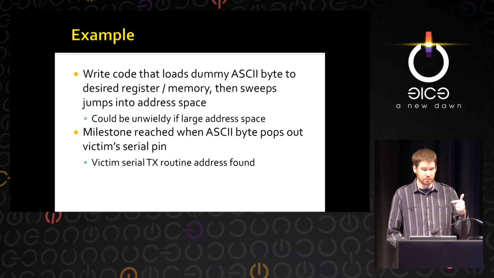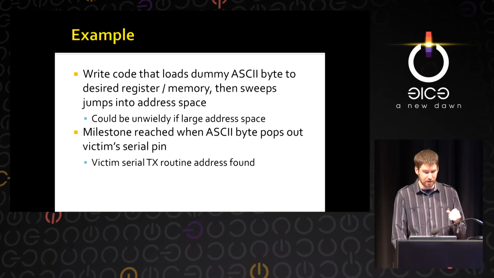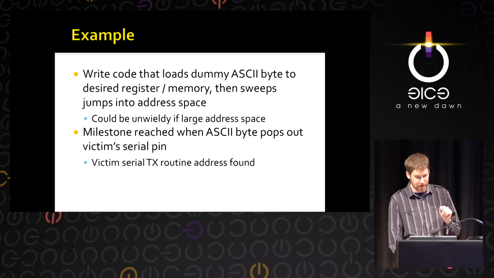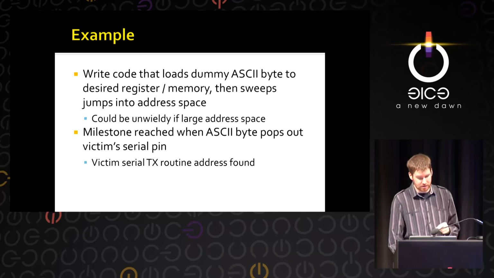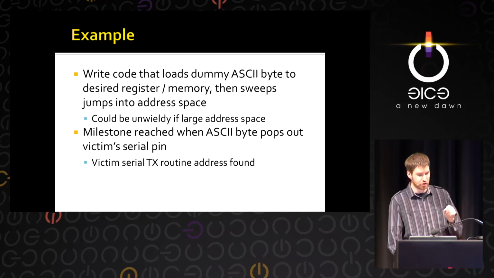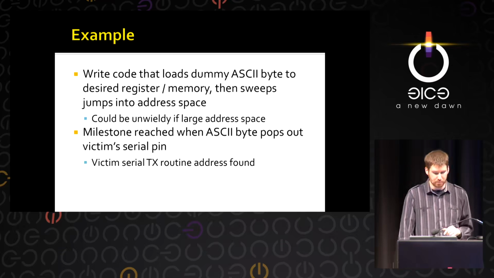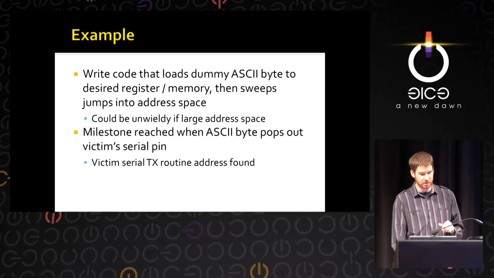The next thing I did was write more code in the 6805 that loads a dummy ASCII byte, like 5 or F or A, some value where it's alternating bits, into a register, like A on the 6805, for example, and then sweeps jumps into address space. What that's doing is searching for the serial transmit routine in software, because the victim bit-banged the output; it didn't have a hardware UART.